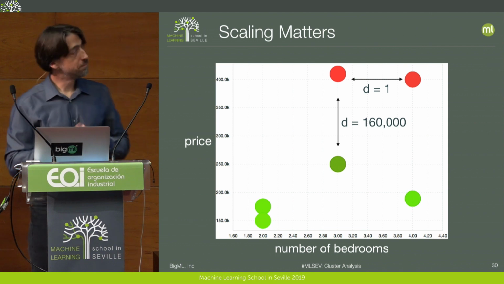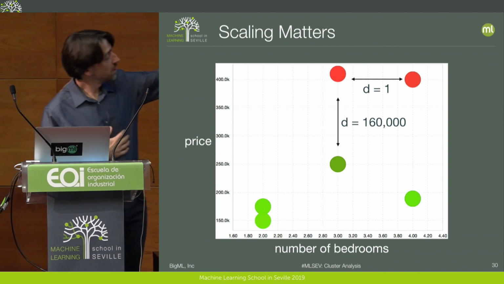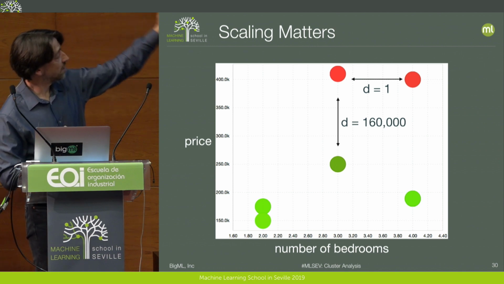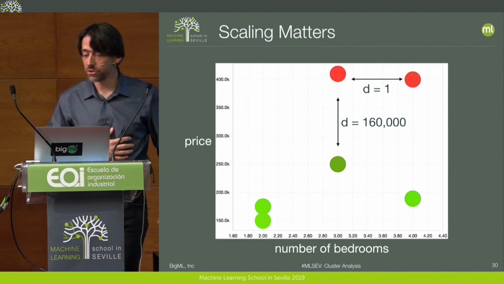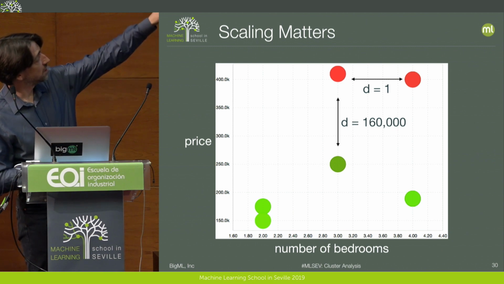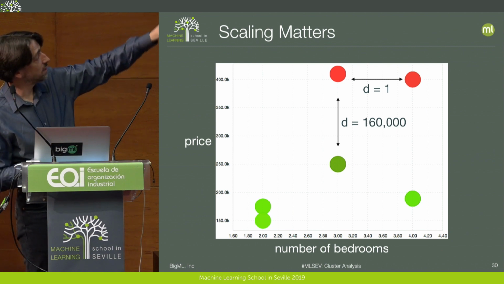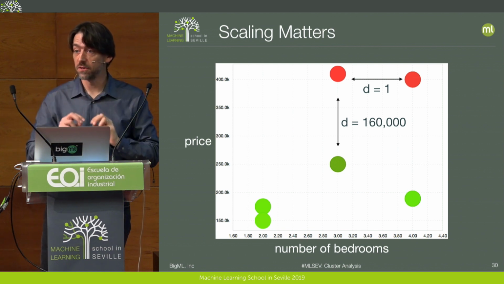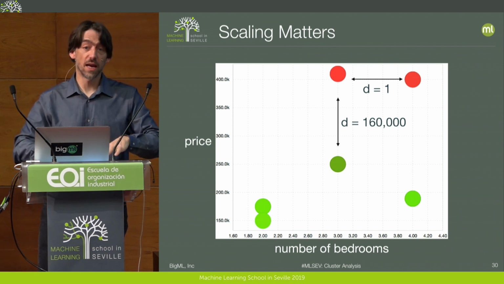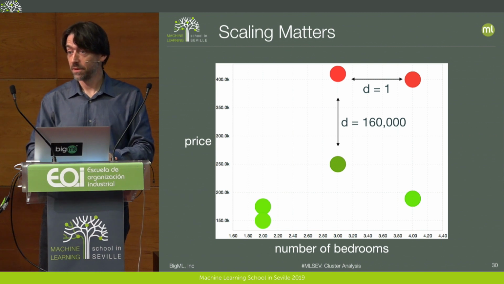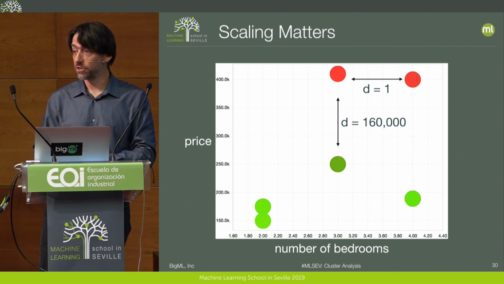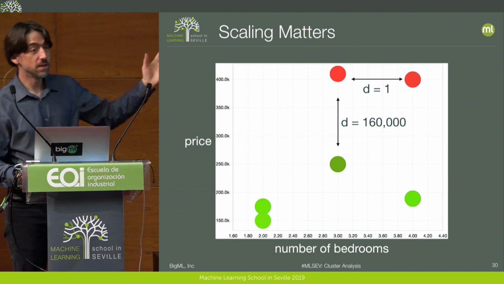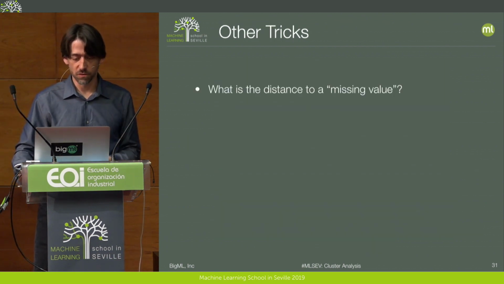Like if you're doing a cluster of homes data set, you have the number of bedrooms and the price, and you see the scale there is hundreds of thousands, and the scale here is just small integers. So the distance between those two red dots is 1, and the distance between the red and the green is 160,000. That matters for this algorithm because it's talking about distances. It matters so much that we do the scaling for you automatically. You can turn it off if for some reason you just want to have scaling issues. That's cool. But we take it out. We normalize all these things for you.